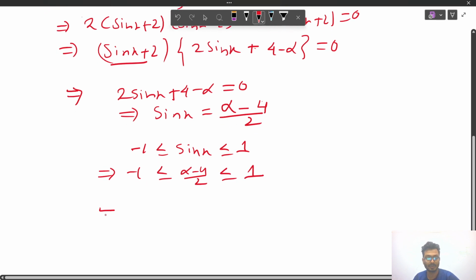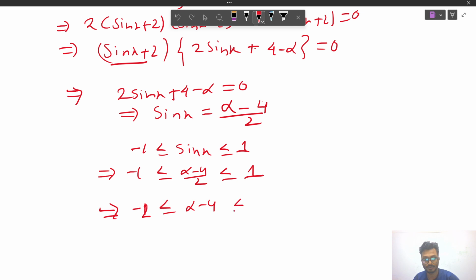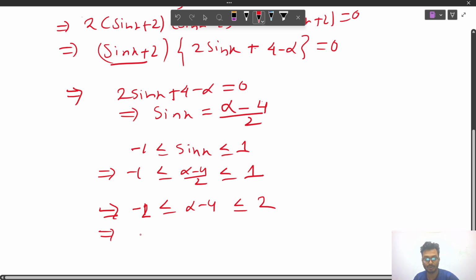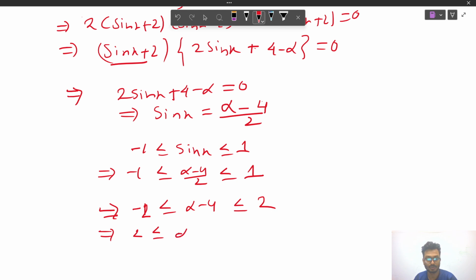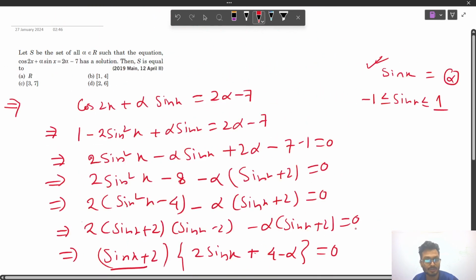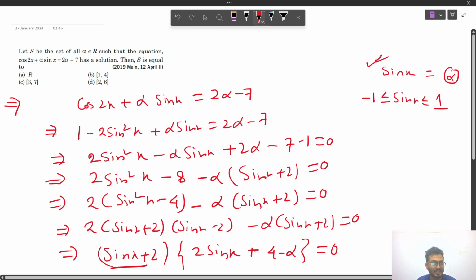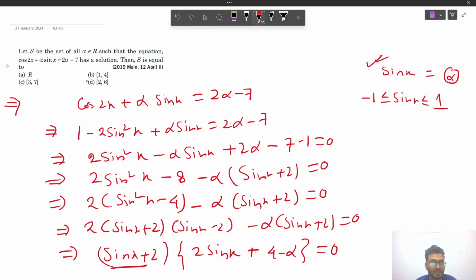So what can we write? Multiplying by 2, minus 2 is less than or equal to alpha minus 4, which is less than or equal to 2. If we add 4 to all sides, what do we get? 2 is less than or equal to alpha, which is less than or equal to 6. So alpha belongs to 2 to 6. What will be the correct option? Our correct option will be option D.